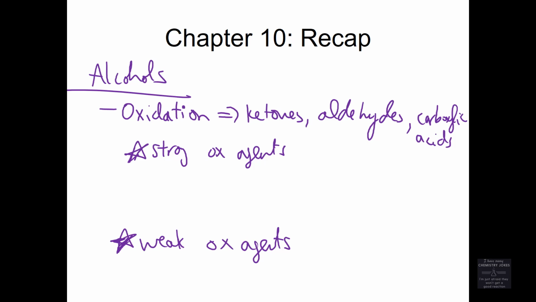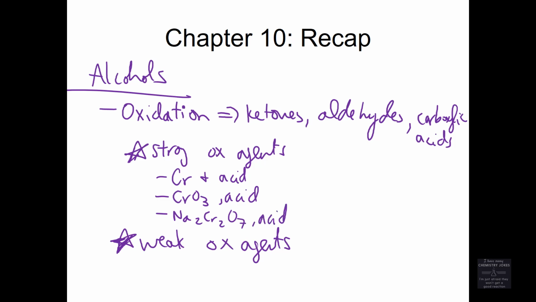Strong oxidizing agents, in general, are anything with chromium and acid. Some specific examples are CrO3 with acid, Na2Cr2O7 with acid, H2CrO4, that is chromic acid. Na2Cr2O7 could also be K2Cr2O7, sodium dichromate, potassium dichromate, it doesn't matter. Chromium with acid are strong oxidizing agents.